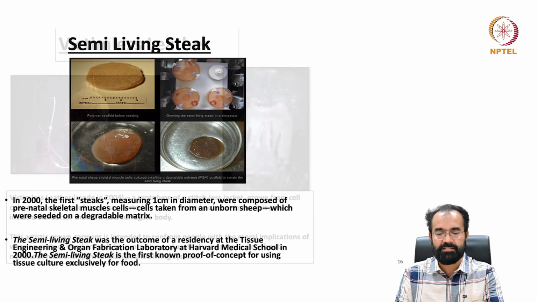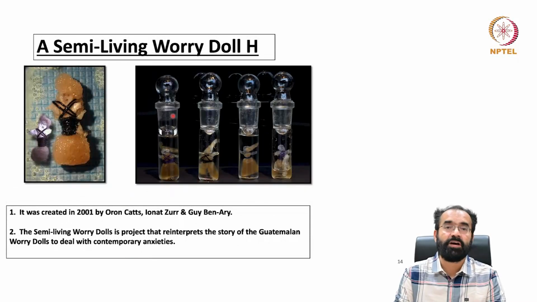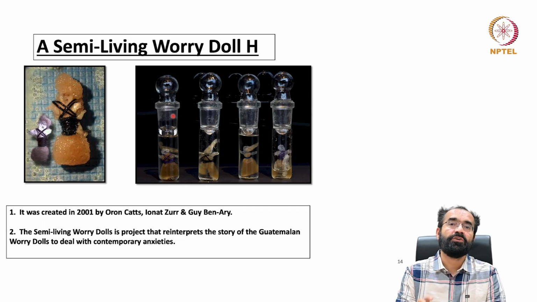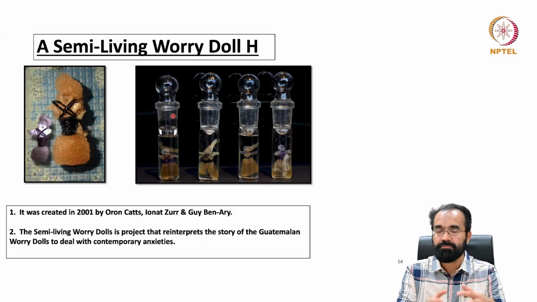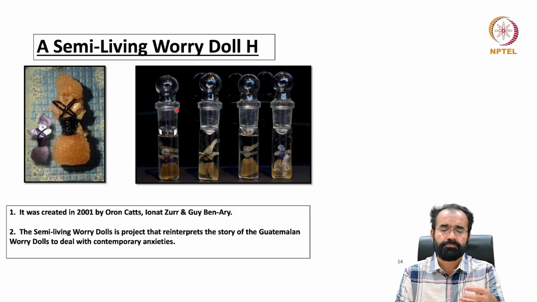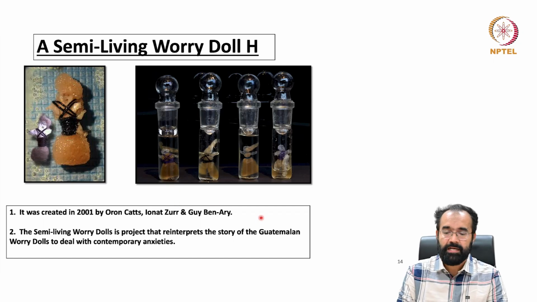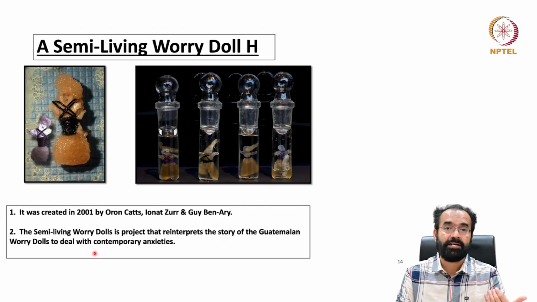Why this has been discussed: coming back to this semi-living worry doll, you may wonder what the implication is in tissue engineering. Of course it is tissue engineering. The only thing is, you did not use tissue engineering to save the life of a patient. That is the only difference. But with tissue engineering, you created a doll which is exactly made of meat, exactly made of flesh. This is basically the Guatemalan belief of worry dolls. You can read about it. That is used for dealing with contemporary anxiety disorders.